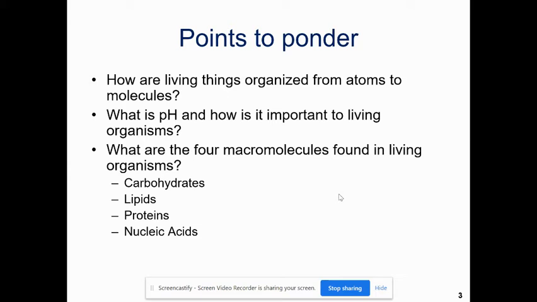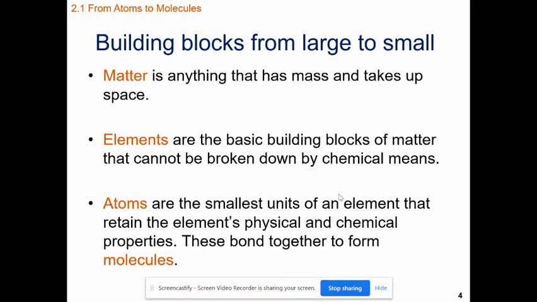Some points to ponder as we go through chapter 2. How are living things organized from the atomic level up to the molecular level? What is pH and how we're going to use that with respect to living organisms. And then we'll hone in on the 4 basic macromolecules that are found in living organisms: carbohydrates, lipids, proteins, and nucleic acids. So let's start with just the building blocks from large to small.